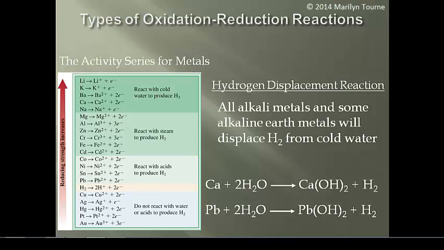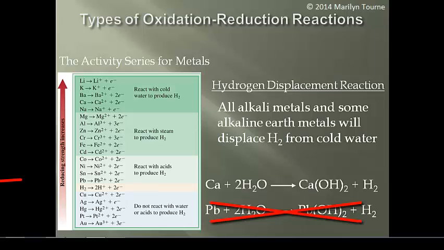So in a displacement reaction, an ion or an atom in a compound is being replaced by an ion or an atom of another element. So in hydrogen displacement, all alkali metals and some alkaline earth metals, such as calcium, strontium, or barium, which are the most reactive of the metallic elements, will displace hydrogen from cold water. But for example, if I was to give you the bottom reaction, which says lead plus 2 moles of water, and this happens to be cold water, and then I show you those products, lead hydroxide plus hydrogen, which basically means that that hydrogen has been displaced by the lead, you know that this cannot happen.